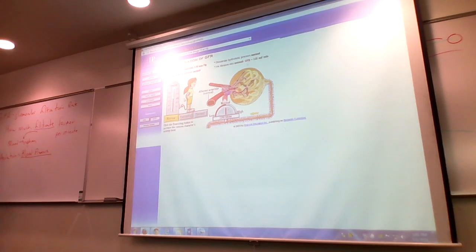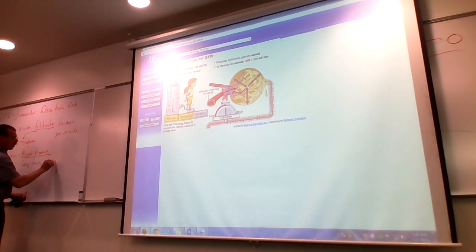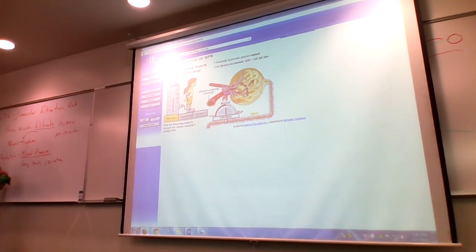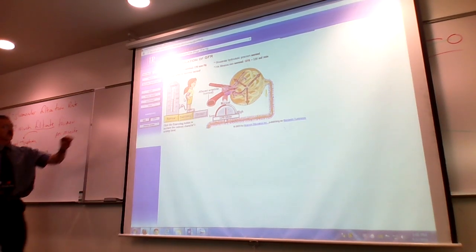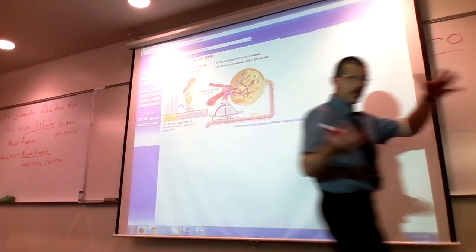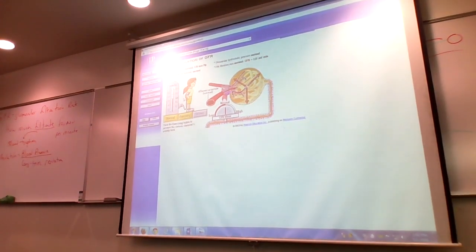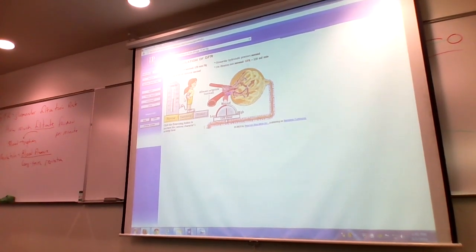All right? This is called a long-term regulation of GFR. Blood pressure is a long-term mechanism. So let's see that in action. We're going to make Susie change her blood pressure. Right now she's normal, whatever that means. We're going to make her exercise.